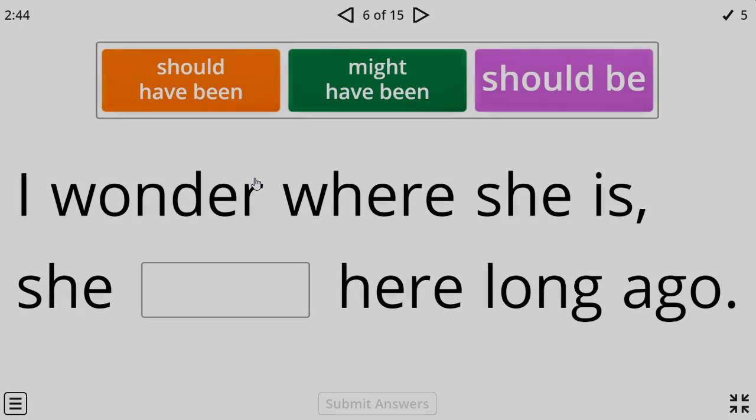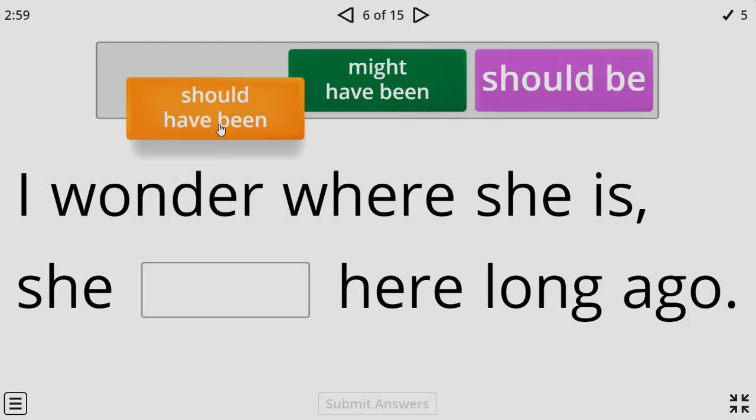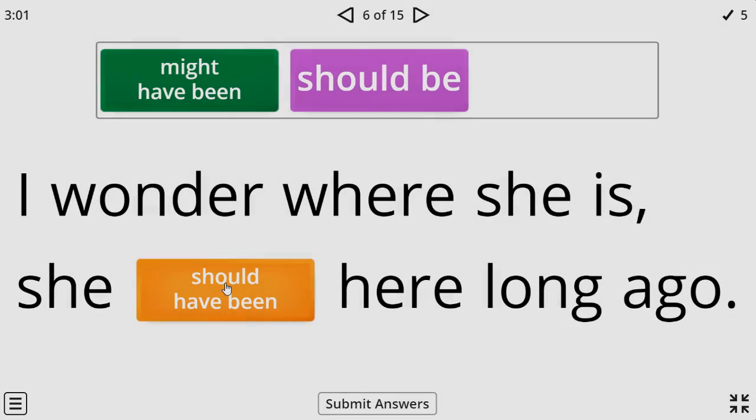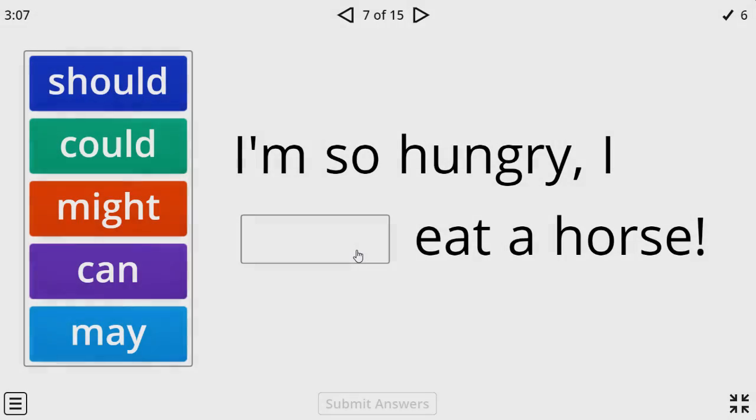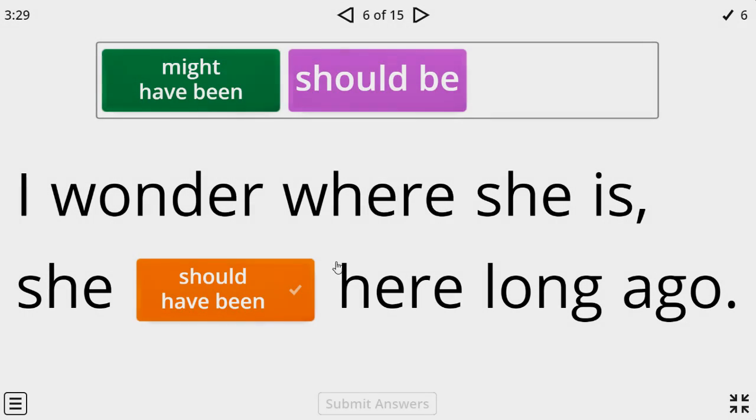Yes, Ali? It's either the first or the second. Why? Because you are talking about a past scene. So she should have been here a long time ago. Why? Because you are practically sure of it. Great. To the next.